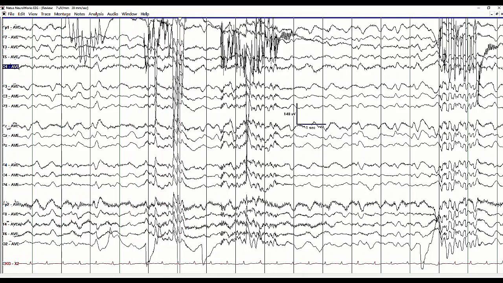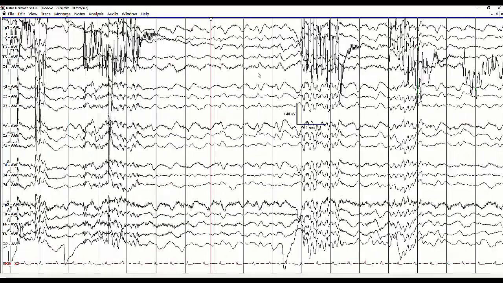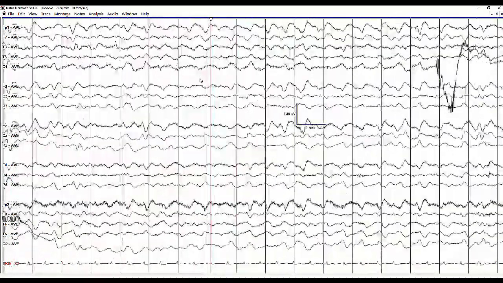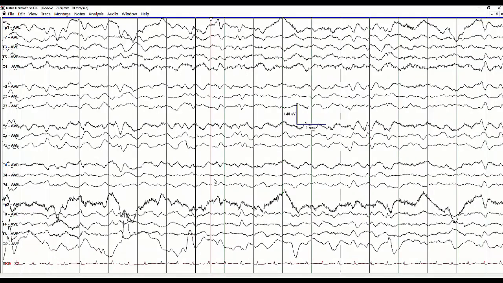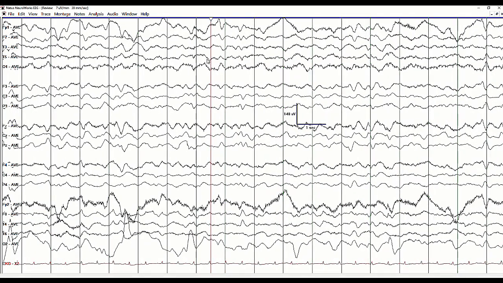So again, we see these triphasic waves here, generalized, but also some features of GRDA. So at times, this activity is best defined as existing on a continuum. Here's a good example of where there's underlying theta slowing. So underneath, if you will, the periodic discharges, the triphasic activity, as well as the GRDA-like slowing here, we do see some theta. So right in this range, maybe 6 hertz or so.